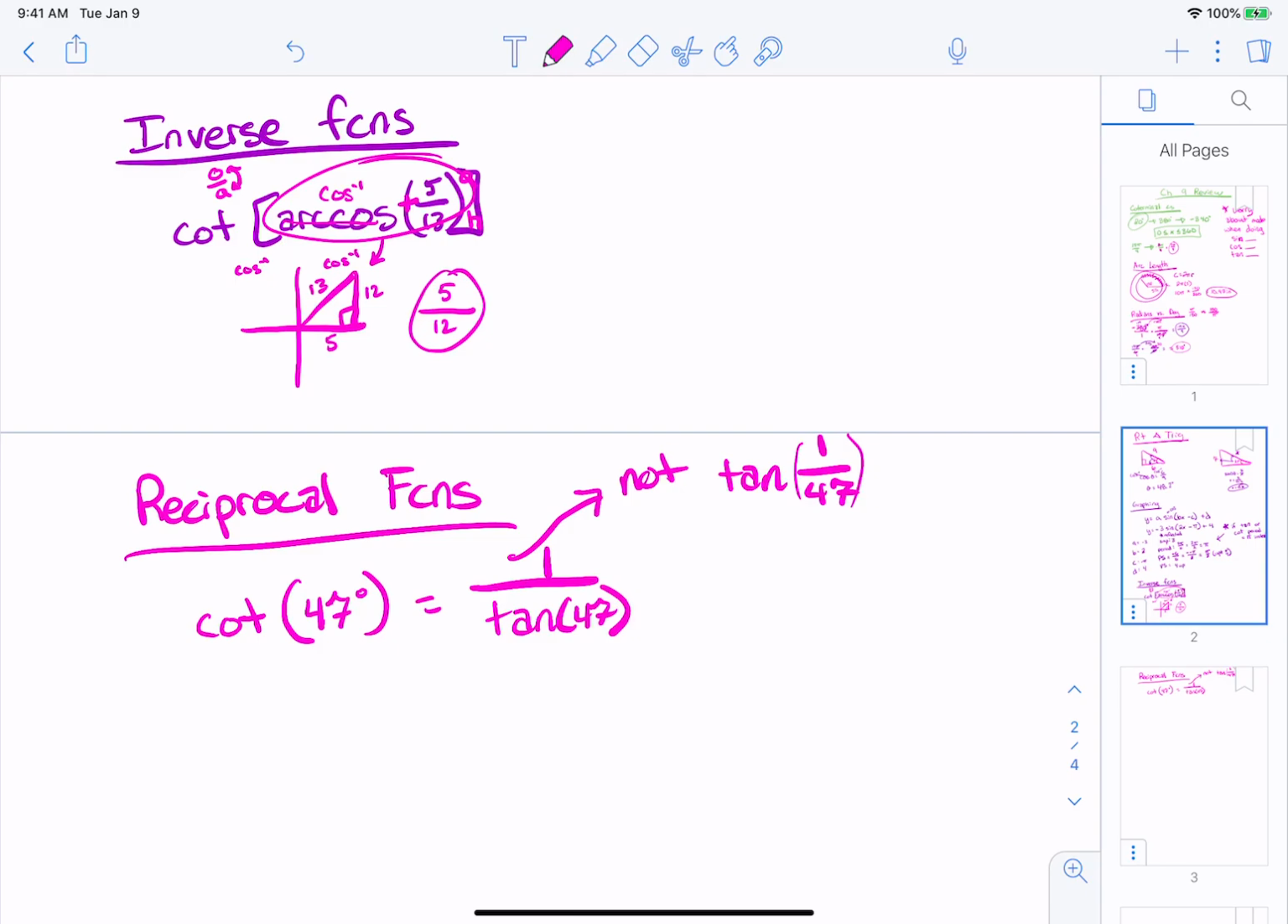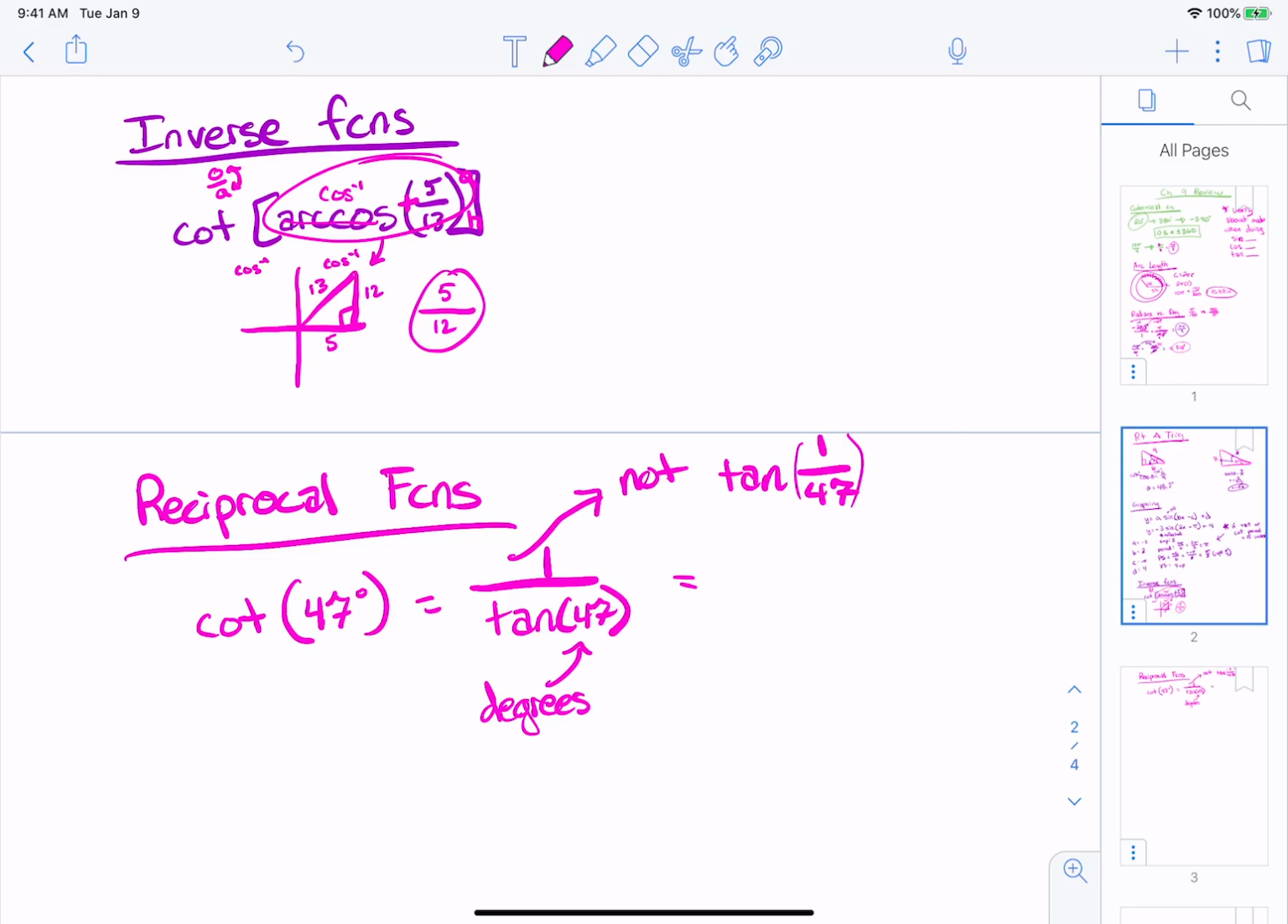Okay, so do I want to be in radians or degrees? It's degrees, because you have a degree. You want to be in degrees. Okay, 1 over tangent of 47. What's that come out to be? 0.93. That's what I got.